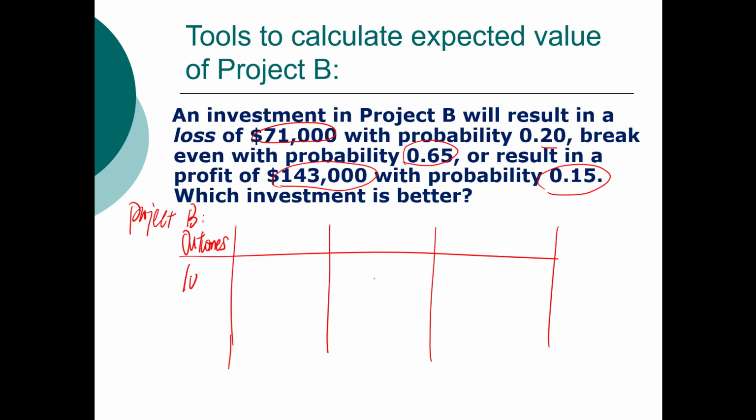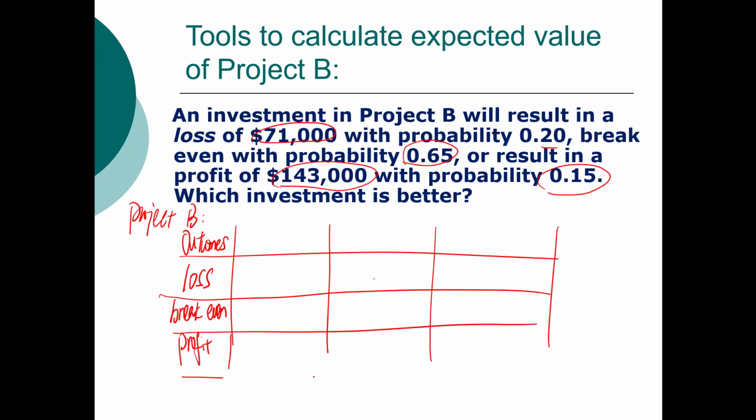The loss, similarly break even, and the last one is profit. So the monetary loss is 71,000. Break even is $0, and then the profit is 143,000, each one associated with different probabilities.